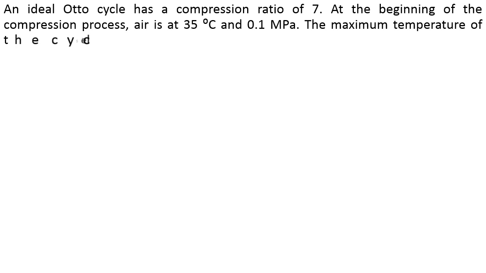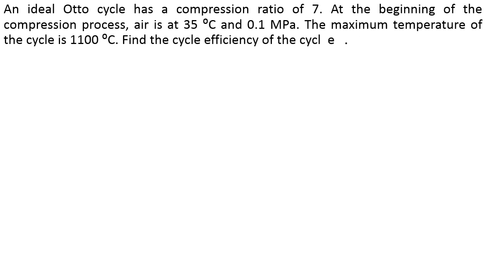Now let's work a problem. An ideal Otto cycle has a compression ratio of 7. At the beginning of the compression process, air is at 35 Celsius and 0.1 megapascals. The maximum temperature of the cycle is 1100 Celsius. Find the cycle efficiency.